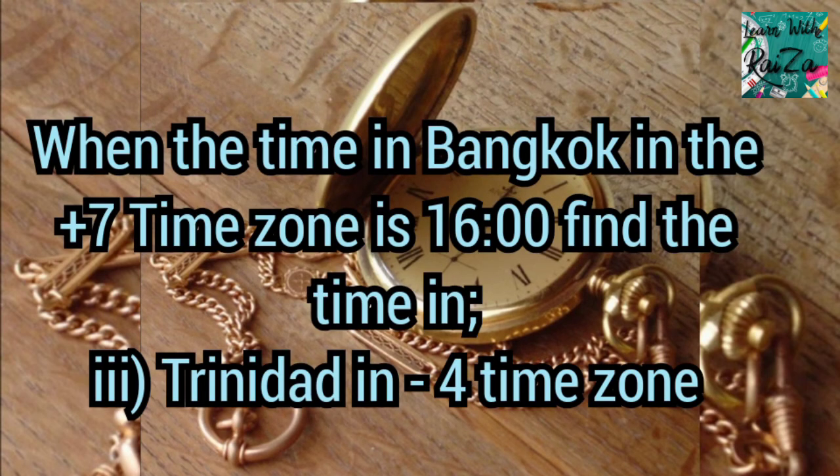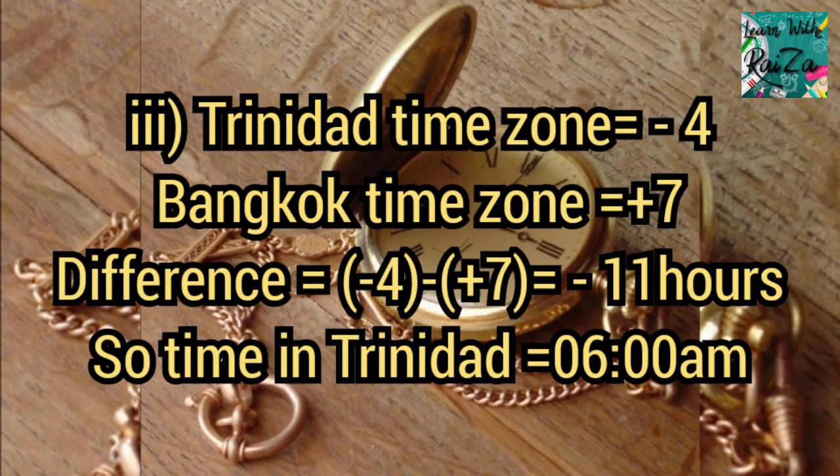The third part: when the time in Bangkok in the +7 time zone is 4 p.m., find the time in Trinidad in -4 time zone. We apply a similar method here. Trinidad time zone is -4, Bangkok time zone is +7. So the difference is -4 minus +7, which is -11 hours. So you count back 11 hours from 4 p.m. and you will get 6 a.m. So the time in Trinidad is 6 a.m.